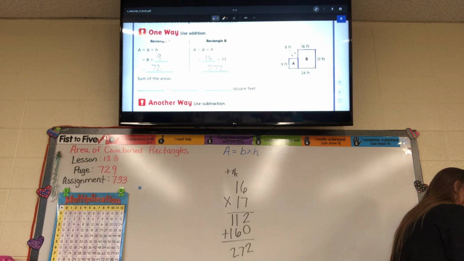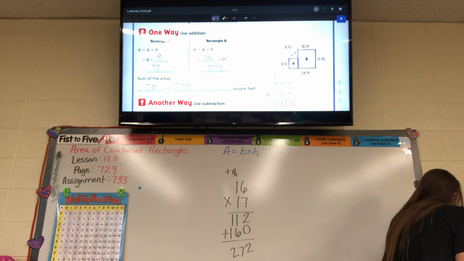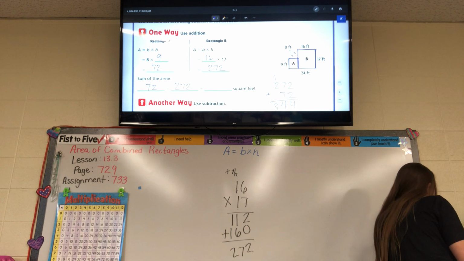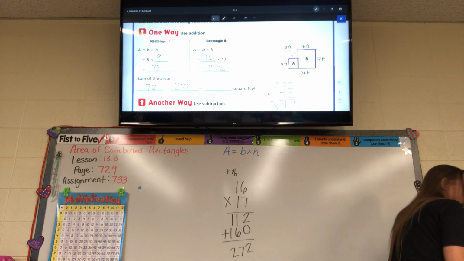And then we have to add 72 plus 272. So I'm going to stack those over here. 272 plus 72. 2 plus 2 is 4. 7 plus 7 is 14. Put down the 4, carry the 1. So 344 square feet.